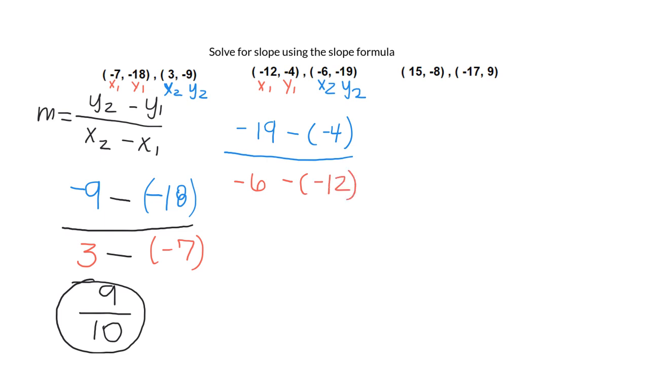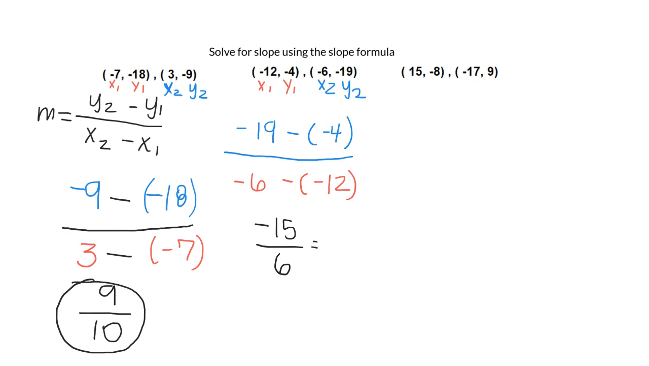Let's go ahead and solve. Negative 19 minus negative 4 is actually negative 19 plus positive 4, and that's going to give us negative 15. Negative 6 minus negative 12 means negative 6 plus positive 12, so that's going to give us a positive 6.